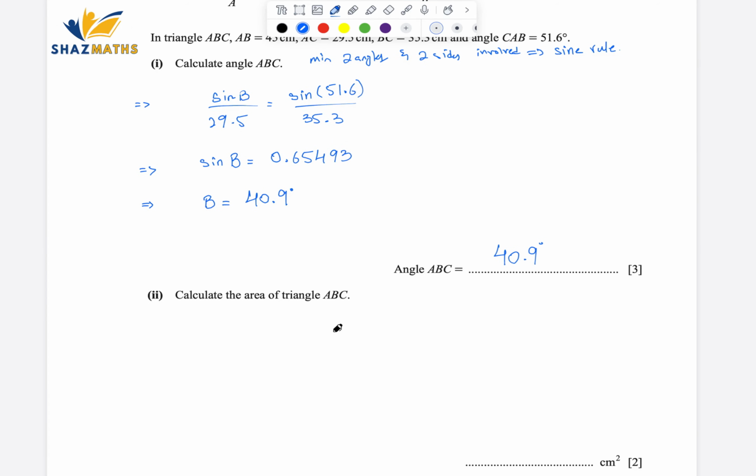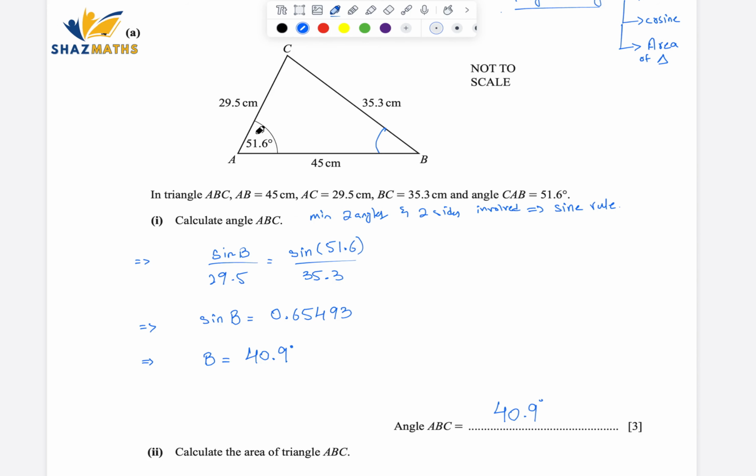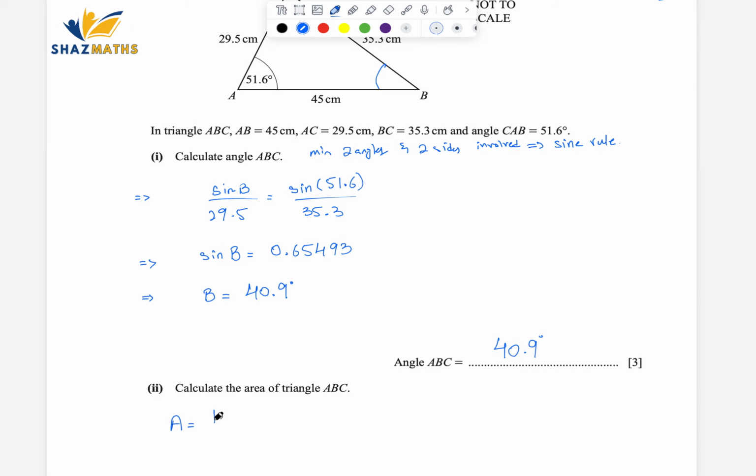Calculate the area of triangle ABC. We have already revised the concept. So 1/2 AB sine C. The key trick in here was that the angle should be the included angle. So I can see one included angle already here and 2 sides are known. So I'm going to use those 2 sides. So 1/2 times 29.5 times 45, so AB, and then sine C. The angle should be the included angle. So sine of 51.6.